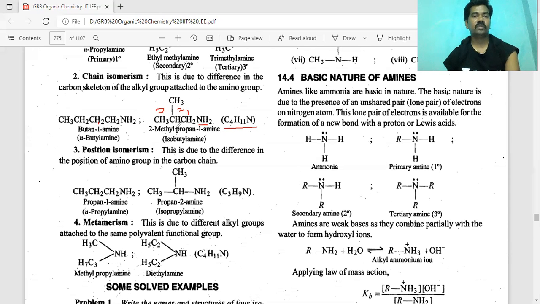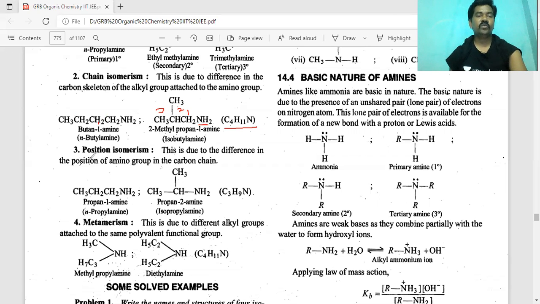The molecular formula is the same, C4H11N, but what is the difference here? It is due to the presence of a different carbon skeleton, a difference in the carbon skeleton only. Here the substituent is present on this chain. This is a straight chain, simply N-butylamine, and this is not a straight chain, it has branching. So these two are different structures with different names, but the molecular formula is similar in both compounds. Such isomers are called chain isomers.